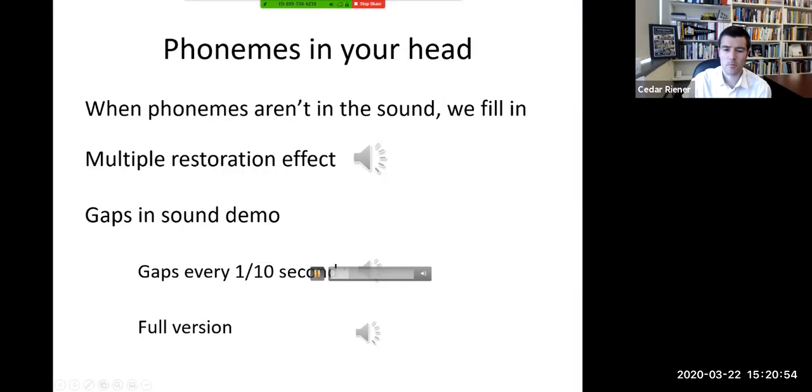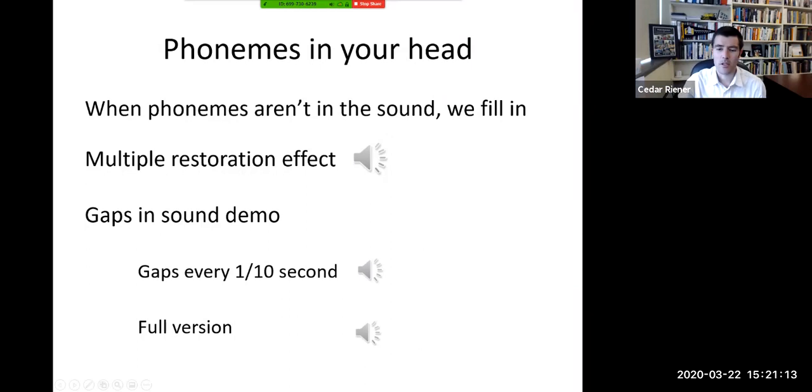A fundamental rule of perception is that we reduce uncertainty by using context. I'll play it once more. A fundamental rule of perception is that we reduce uncertainty by using context.